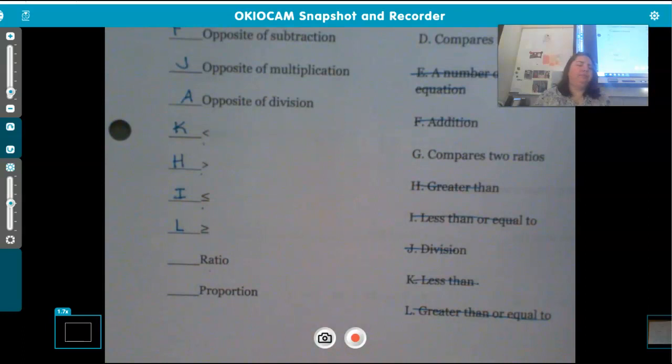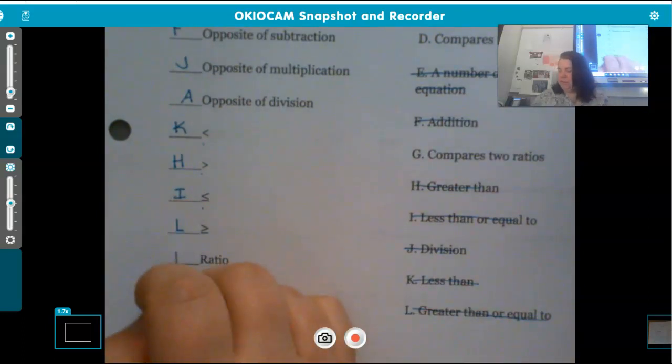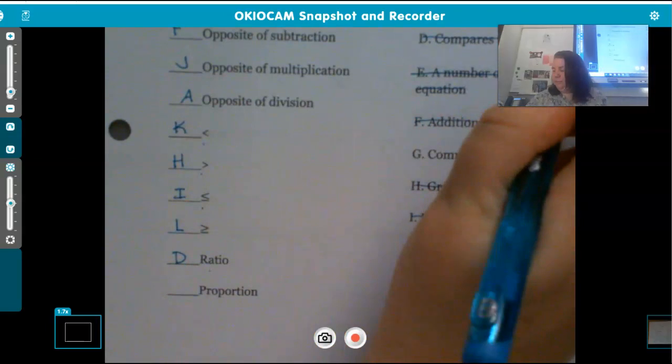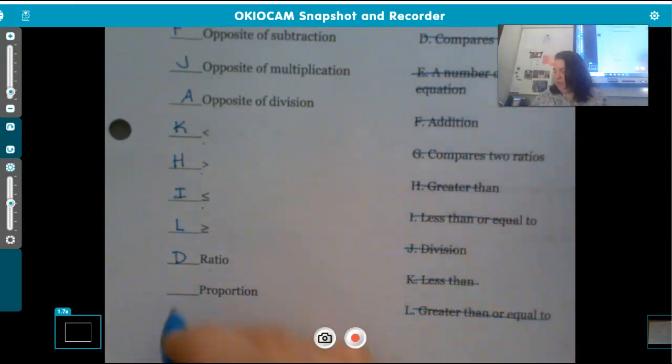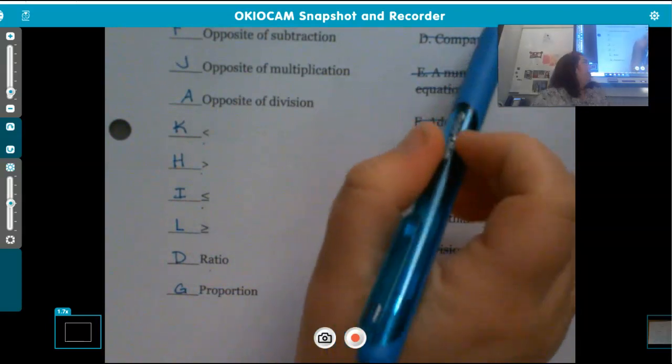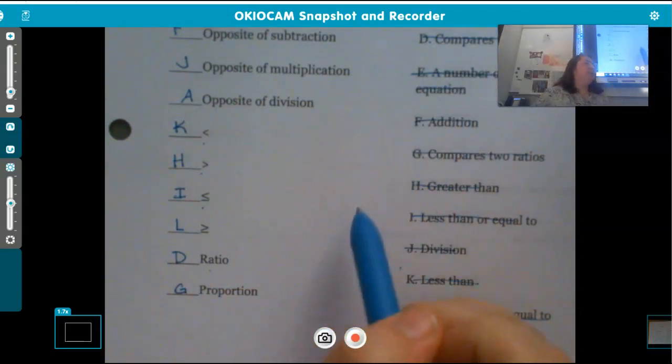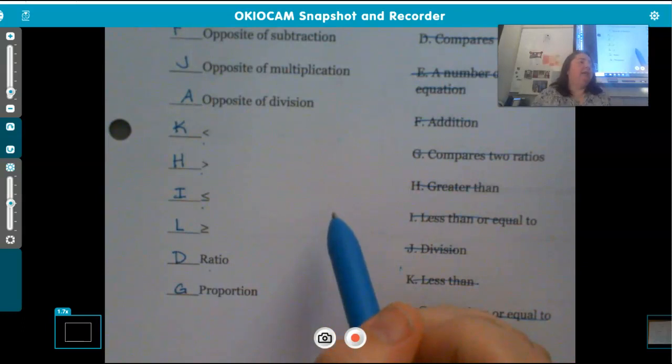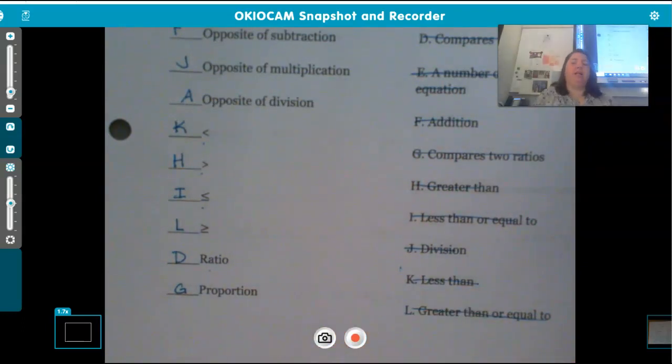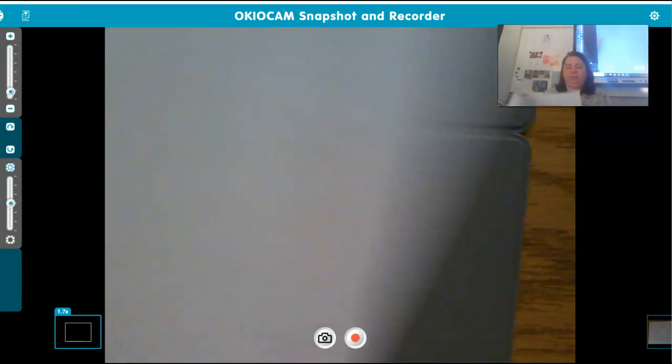Ratio. Yeah, compares two numbers. And then a proportion. Compares two ratios. You'll notice that as I went, I was crossing off the ones I use. That's a really good strategy, whether you're taking a test or on a worksheet. That helps you narrow down your choices, especially if you've got one you're not sure about, or just make sure you don't accidentally use the same one twice. All right, is everybody good on the front page? Okay, go ahead and flip over.